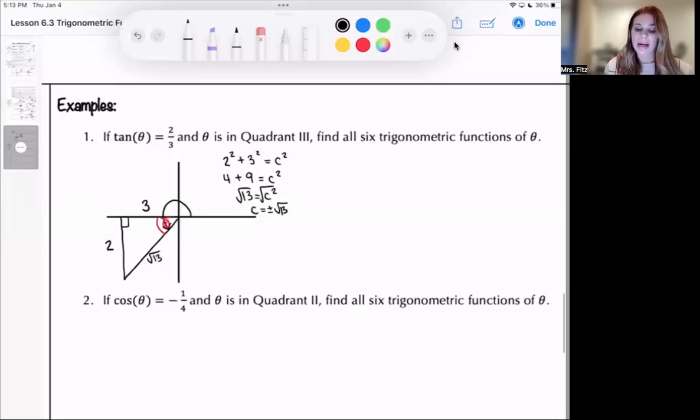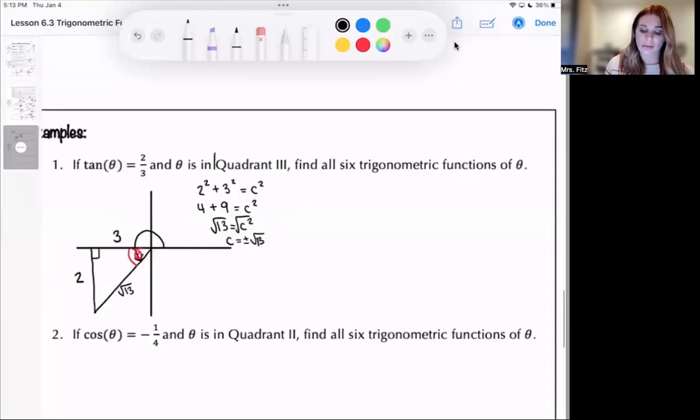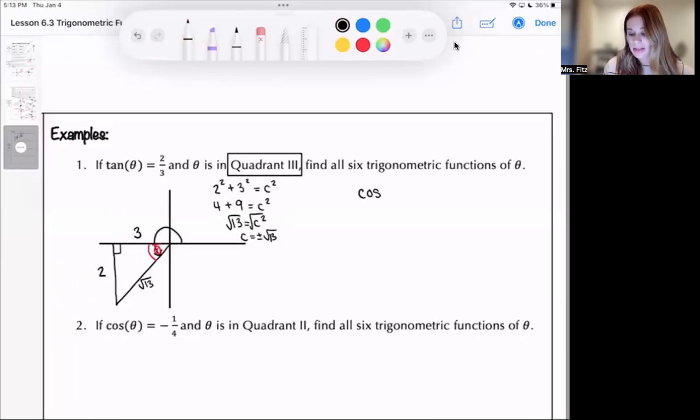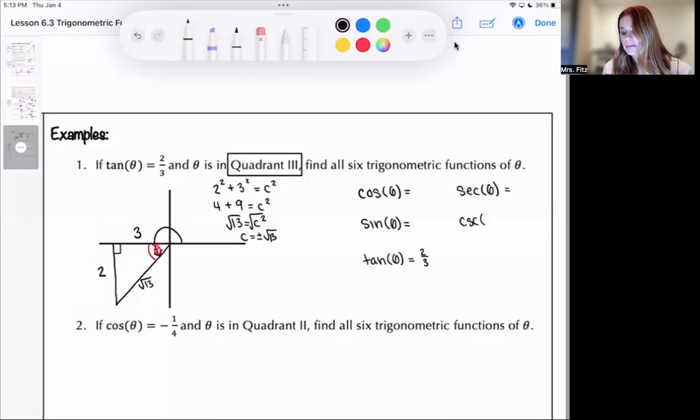All right, so this is what I like to do. Remember, it's in quadrant 3, so that determines the sign of your trig functions. So we have cosine of theta we need to find, sine of theta we need to find. Tangent of theta we're given is 2/3, but we also need to find their reciprocals. So secant of theta, cosecant of theta, and cotangent of theta. Well, cotangent's easy because we're just going to flip, so it's 3/2. Okay, but we need to do some work to find cosine, sine, secant, and cosecant.